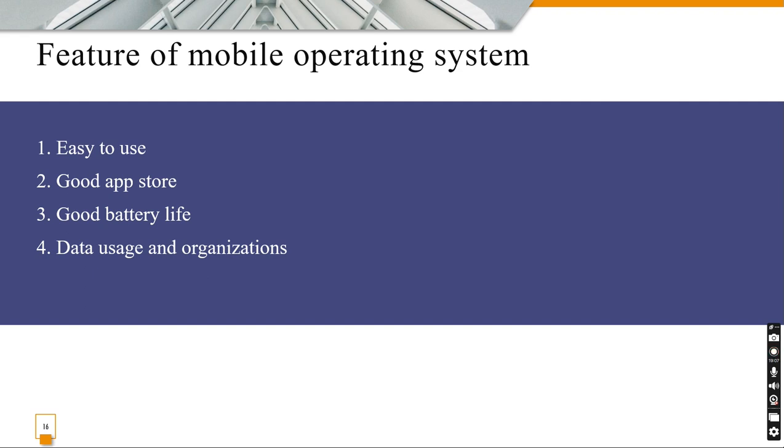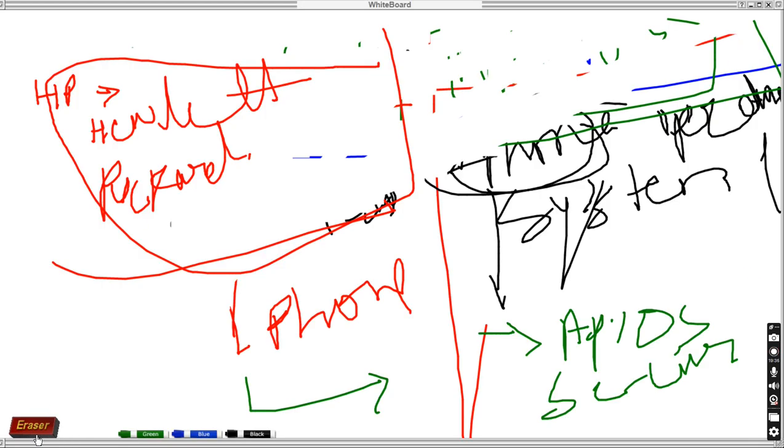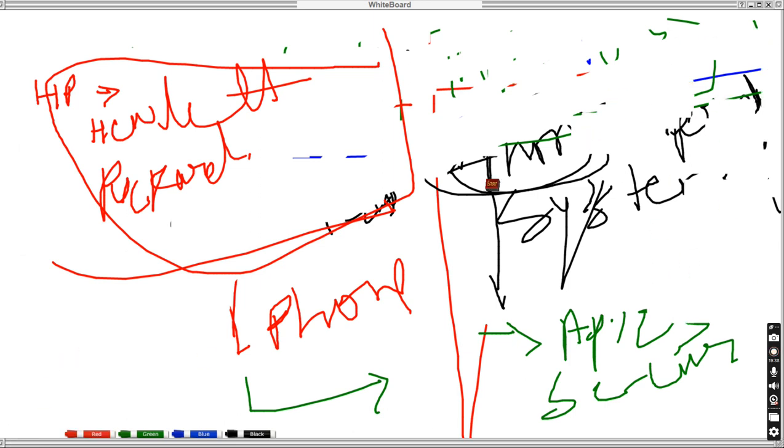The first feature of your mobile operating system is easy to use. Easy to use means the graphics should be attractive. Your mobile operating system is for small devices, so the graphics should be easily maintainable, and the buttons and features should be easy to use. Moreover, the functionalities should not be very complicated. Features should be powerful and useful. What is a feature?